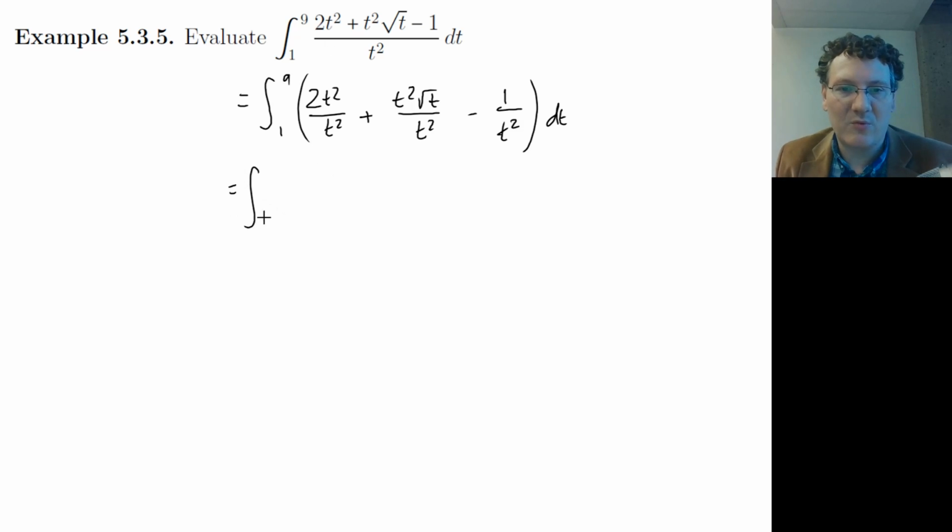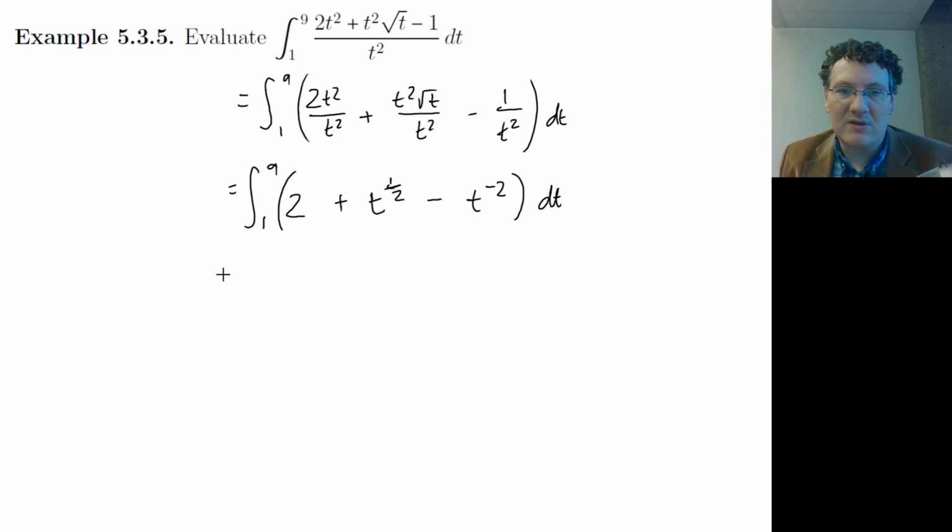It's the integral from 1 to 9 of 2 plus, I'll write this as t to the 1/2. It's going to be easier to work with if this is a fractional exponent, minus t to the negative 2.